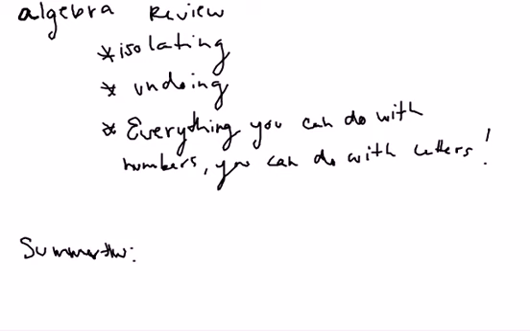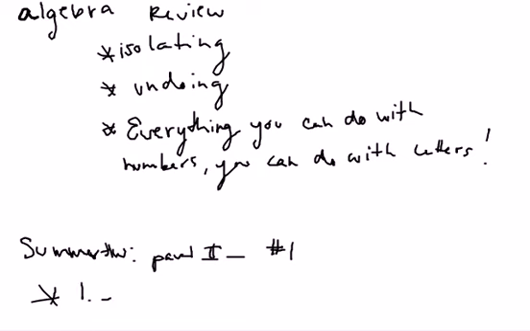So we're going to talk about isolating, undoing, and then really making sure that you know that everything you can do with numbers, you can do with letters. So specifically on the homework, this is going to be part 2. Specifically number 1. Note there's a small mistake.